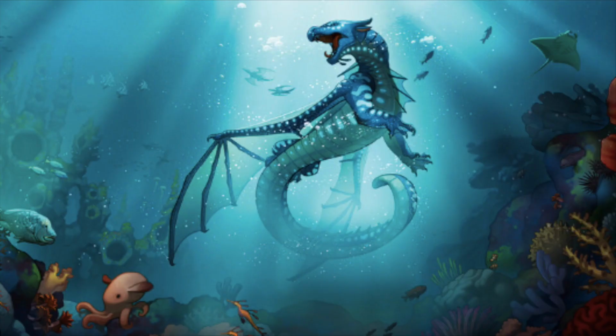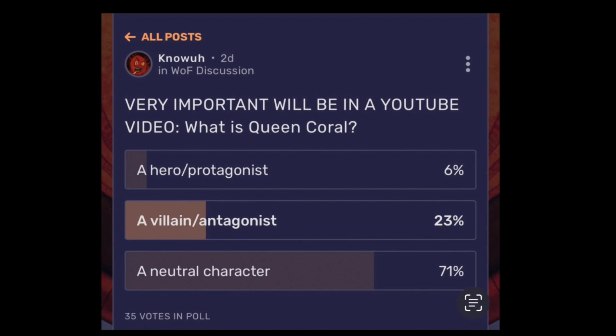And the next part is really easy now that we know exactly what this dragon has done. Coral is obviously an antagonist because she opposed the protagonists by trying to drown them and imprisoning them twice. Plain and simple. As we can now clearly see, Queen Coral is both a villain and an antagonist, contrary to popular belief.